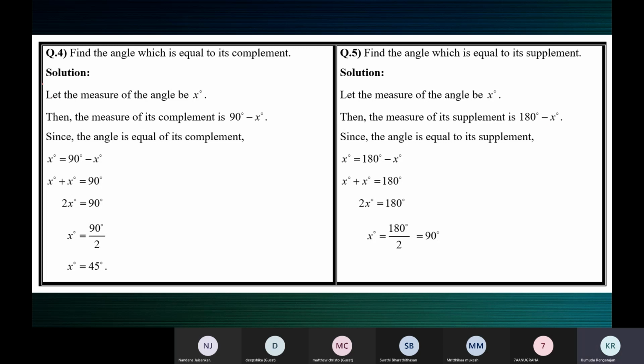Now what is given? The angle is equal to its complement. So it's given that they are equal. This is the angle, this is its complement. They are equal. So x is equal to 90 minus x.